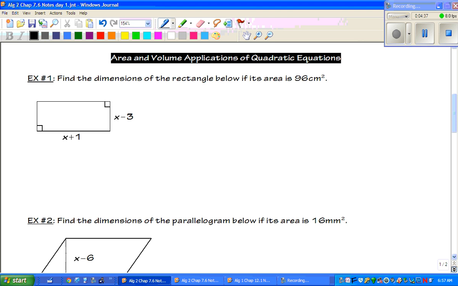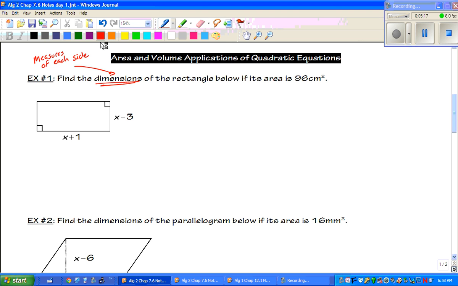Now, on to the new stuff when we're actually doing more application. Because now we're going to find the area and volume of applications of quadratic equations, and that means we're going to need to find out what x is. Now, when you see the word dimensions, we want to find the measures of each side. So find the dimensions of the rectangle below if the area is 96 centimeters squared.